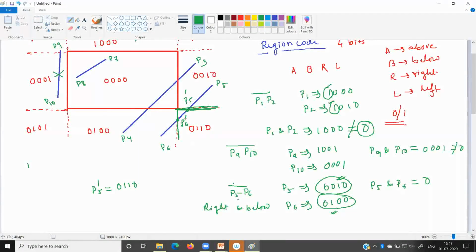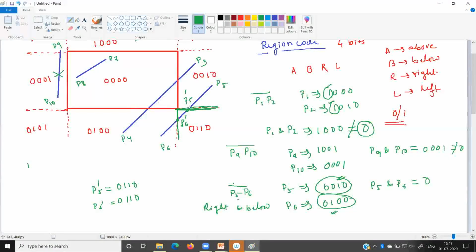Try to understand why this P6 dashed will be the same, 0110. This P6 is on the right boundary, so the R bit is 1, and it is below the boundary, so the B bit is also 1. So R and B both are 1, and that's why 1, 1.